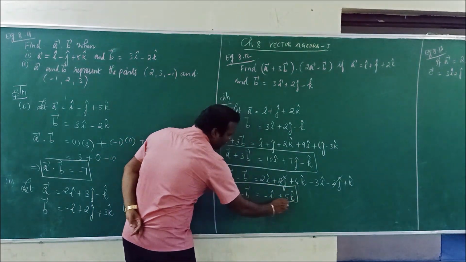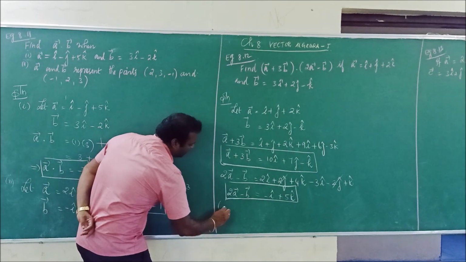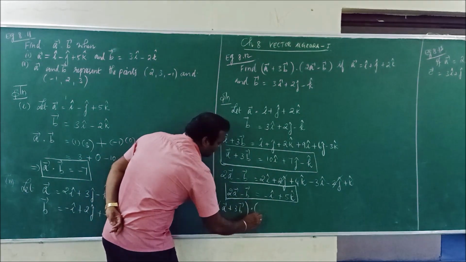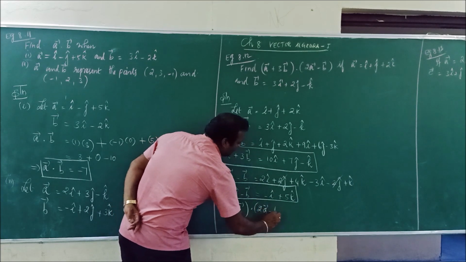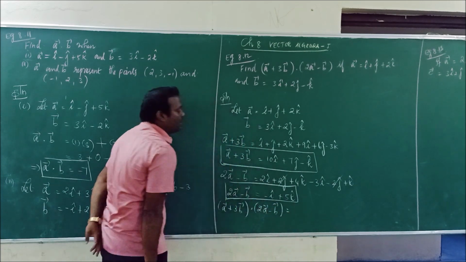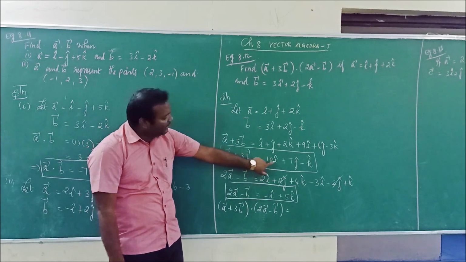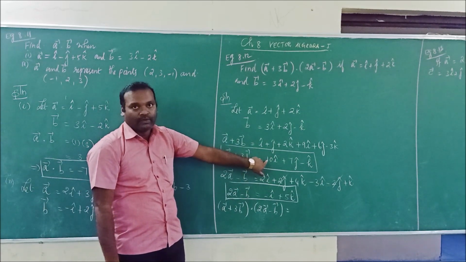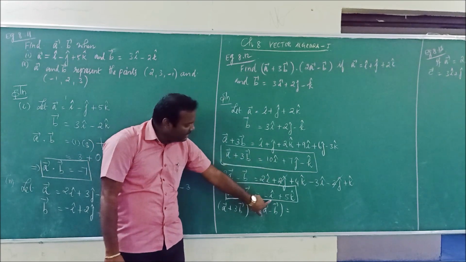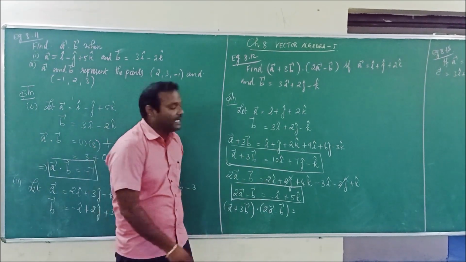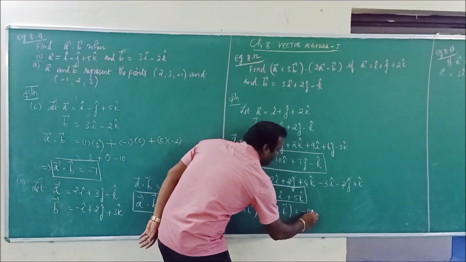Now we are going to take the dot product for this. That is a vector plus 3b vector dot 2a vector minus b vector. How to take the dot product? You have to multiply the corresponding numbers. Here the i component is 10. Here the i component is minus 1. So 10 into minus 1 is nothing but minus 10.